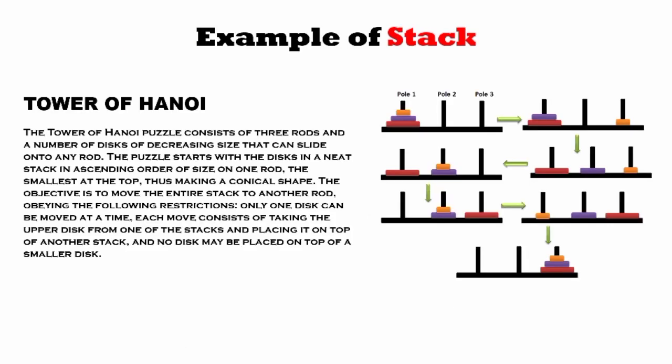Tower of Hanoi is a great example to understand the stack data structure. The Tower of Hanoi puzzle consists of 3 rods and a number of disks of decreasing size that can slide onto any rod. The puzzle starts with the disks in a neat stack in ascending order of size on one rod, the smallest at the top, thus making a conical shape. The objective is to move the entire stack to another rod obeying the following restrictions. The restrictions are as follows.